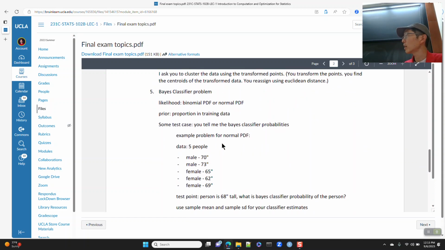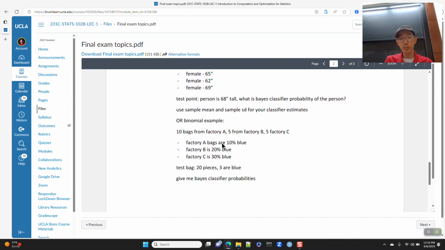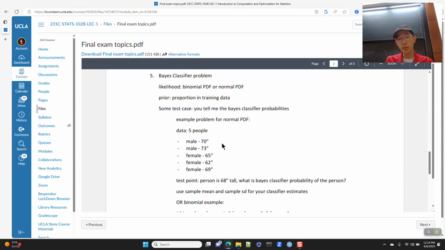Okay, a Bayes classifier problem. I will provide some data, and it will be labeled. The data will come from either a binomial distribution or a normal distribution. Here, I'll talk about just possible types of examples, okay?